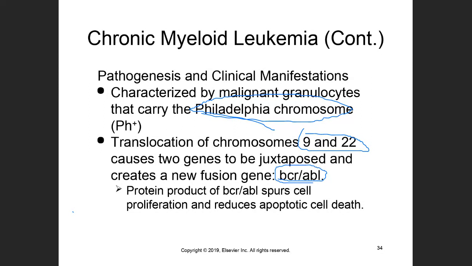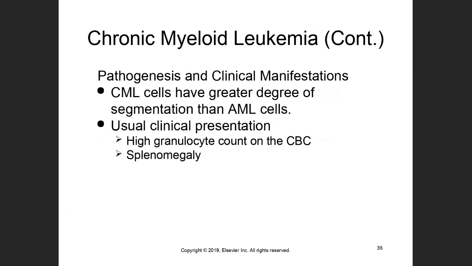Okay, that's why the treatment for that condition is a medication that targets this. Okay? Prognosis of clinical CML: cells have greater degree of segmentation than AML cells. Usually clinical presentation is high granulocyte counts and splenomegaly. That's really common in that disease.